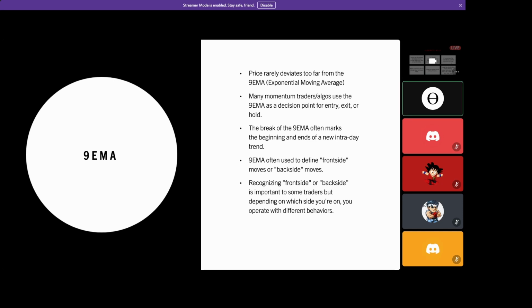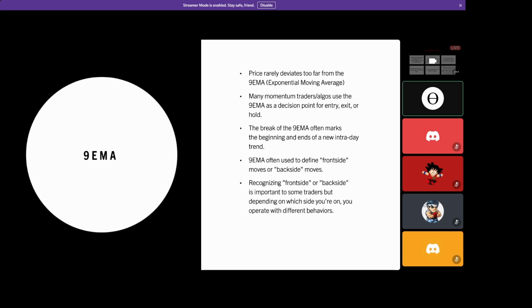You'll often hear this when the price is bouncing above the 9 EMA, it's on the front side. And then when it breaks below the 9 EMA and starts to trade below the 9 EMA with the chart falling and looking a little bit more broken, you'll hear traders say, oh, it's on its backside now. And for a lot of those traders, they use the 9 EMA to determine whether it's front side or back side. And it's important to recognize this because price tends to behave differently depending on which side you're on, right?